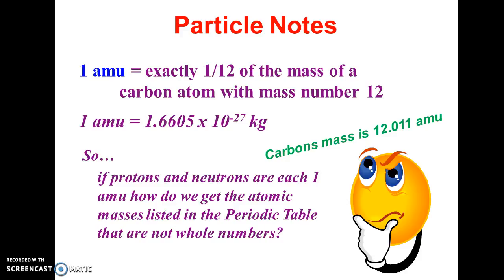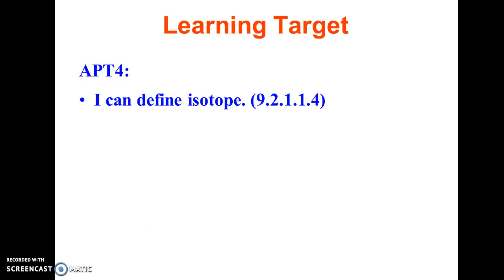So here's a question. If protons and neutrons are each 1 AMU, how do we get atomic masses listed on the periodic table that are not whole numbers? For example, carbon's mass is listed at 12.011 AMU. Even if we include electrons in the mass of the atom, which we never do because it's such a small number that it doesn't affect the mass at all, it's not going to add up to 0.011 AMU. So how do we get that decimal if it's not from the electrons? And the answer has to do with isotopes.